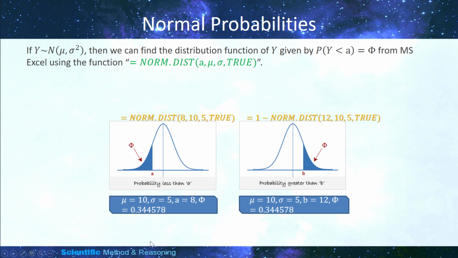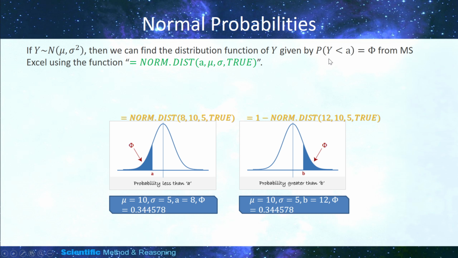For example, we have a normal distribution with mean mu equals 10 and sigma equals 0.5, and I would like to find the probability that a randomly selected subject from this population will have a y value less than 8, a equals 8. That means we are looking for the area to the left hand side of a, and we call this phi, which is given by here.